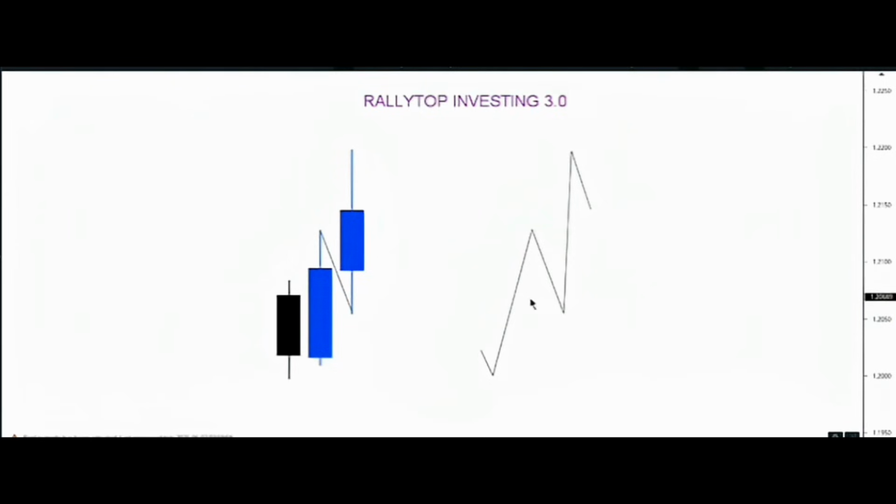So this very pullback here is the one here, as you can see. All right, so simple. So I want you to understand that first of all, you do not need to have this kind of structure on the 4H. You want to see this structure on the 15M. Now let's get into the strategy right away.